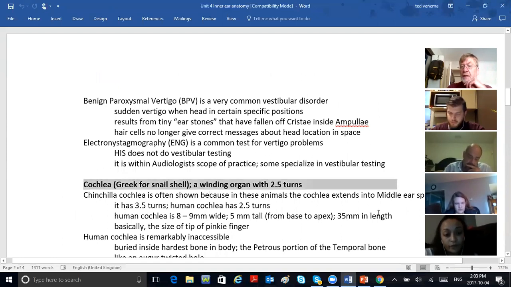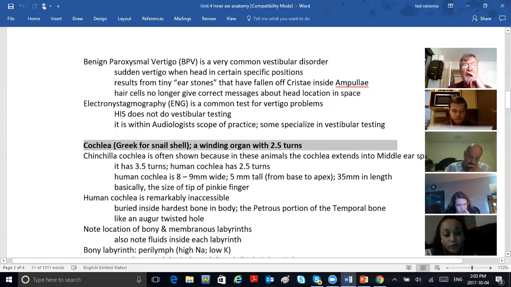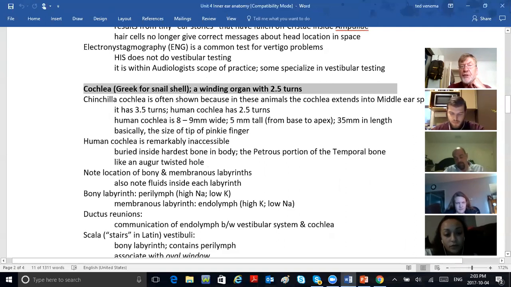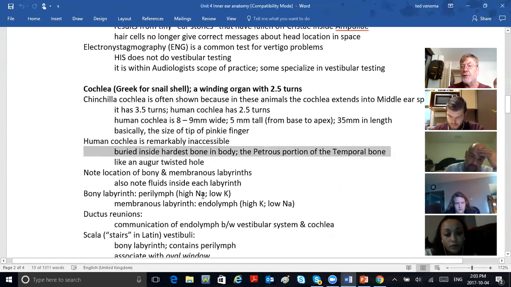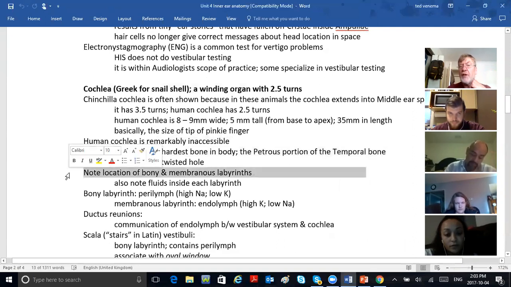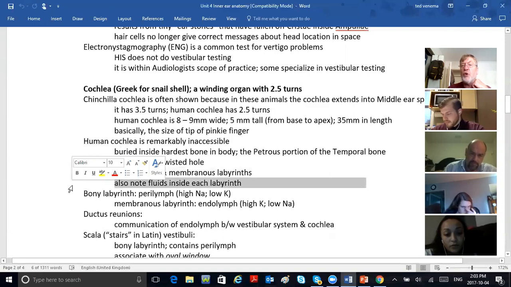Cochlea, and we're moving down into the cochlea, a winding organ with 2.5 turns, remarkably inaccessible because it's buried inside the petrous portion of the temporal bone. Geez, where have we heard that before? Okay. Note the location of the bony and membranous labyrinths. Also note the different fluids.